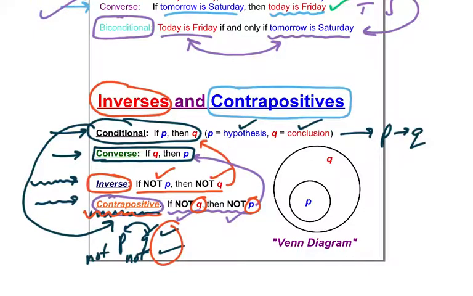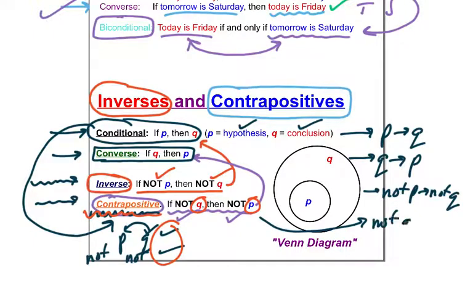Converse, if Q, then P. Inverse, it's the conditional but not: if not P, then not Q. And the contrapositive has the most work. We have to switch it and make it negative: if not Q, then not P.